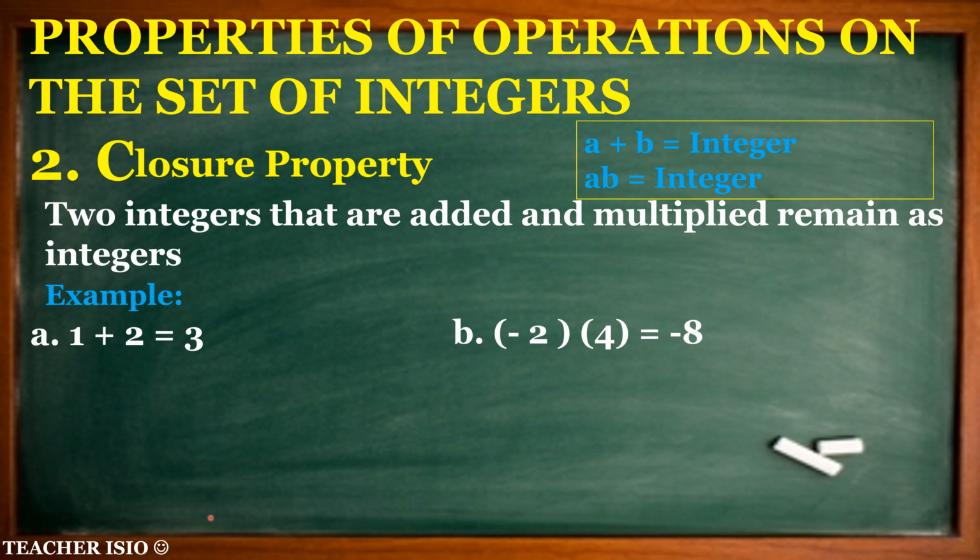We have 1 plus 2 equals 3. As you can see, 1, 2, and 3 are integers. Let's have another example. Negative 2 times 4 equals negative 8. Negative 2 is an integer. 4 is also an integer. And also negative 8 is an integer. So this is under closure property. Kasi nga, naka-close lang yung ating given sa integers.